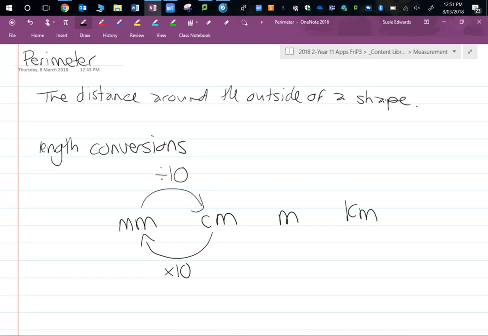Now, if you ever get stuck with any conversions, always try and just do this table. Do it on the corner of your page, and it will help you. All right, so how many centimeters are there in a meter? 100. So if I've got 1 meter and I need to get to centimeters, what am I going to do to it? I'm going to times by 100. So all the way down the bottom are times, and on the top would be divide. And then kilometers to meters, what number? 1,000.